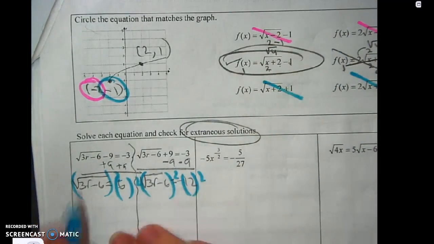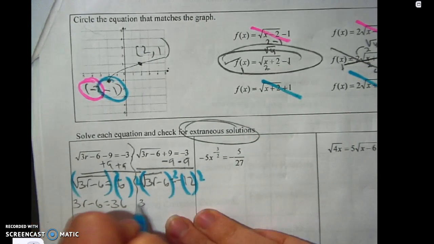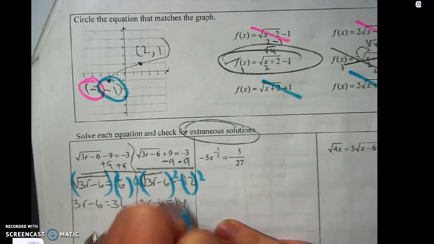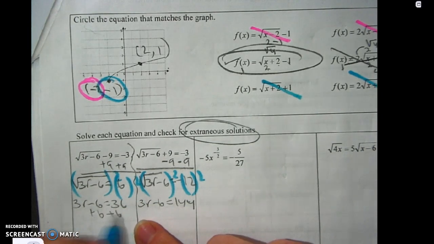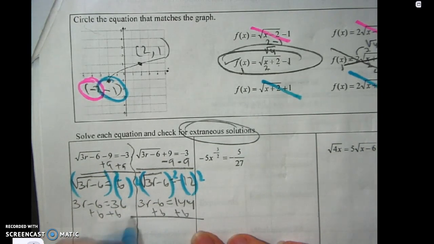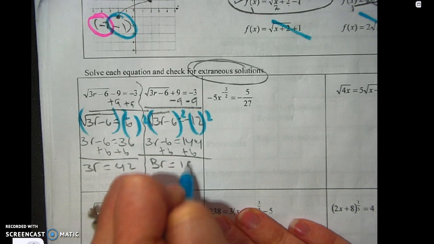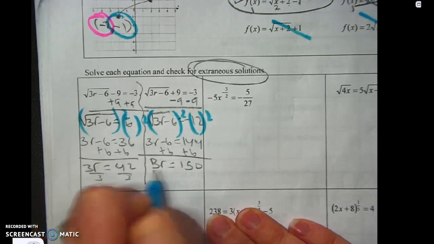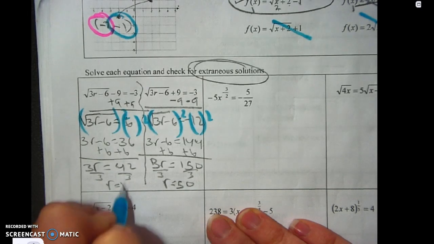I feel like it'd be easier. 3r minus 6 equals 36. 3r minus 6 equals 144. Add 6 to both sides. Same game over here. 3r equals 42. 3r equals 150. Divide by 3, divide by 3, divide by 3, divide by 3. r equals 50. r equals 14.